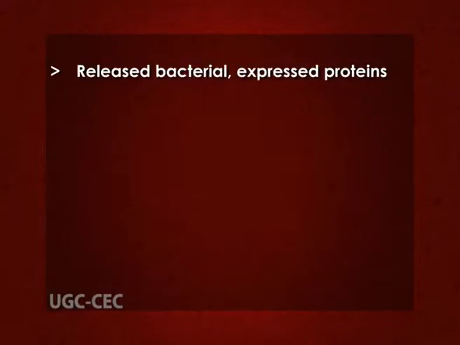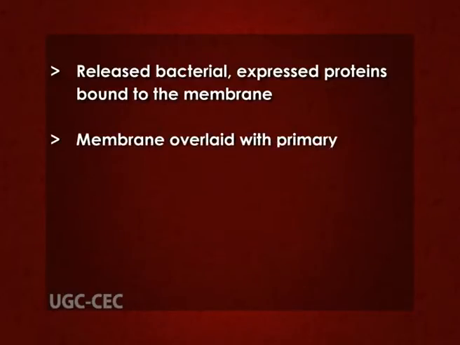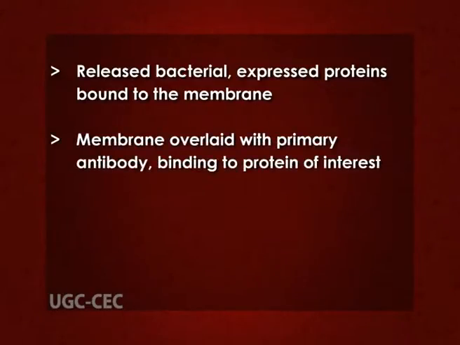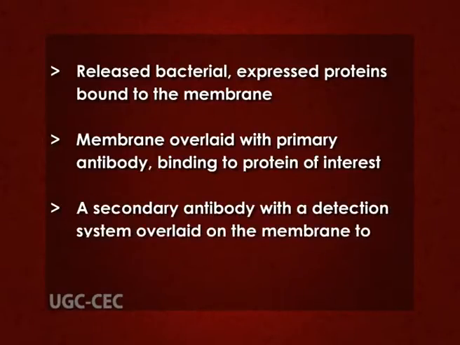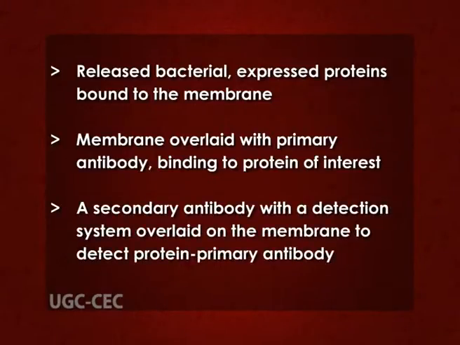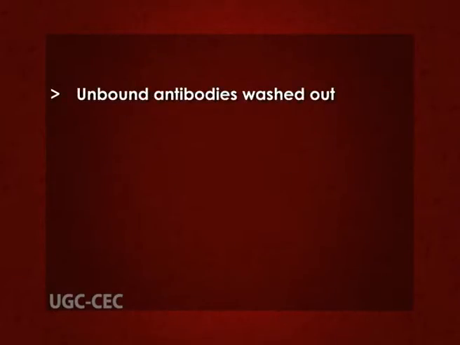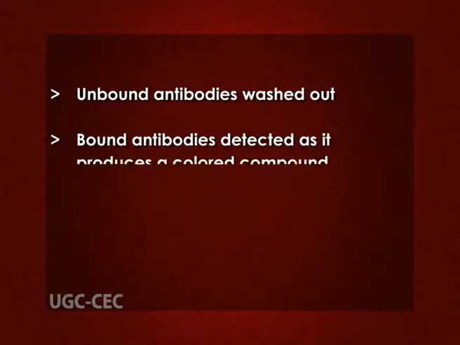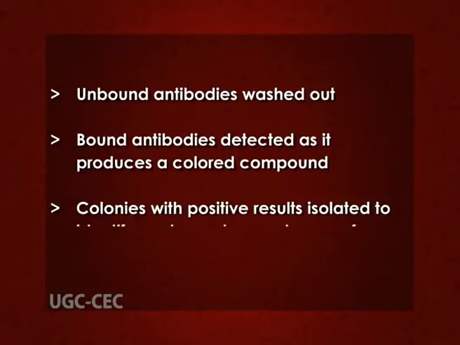Released bacterial and expressed proteins are bound to the membrane. The membrane is overlaid with primary antibody, which binds to the protein of interest. A secondary antibody with a detection system is then overlaid on the membrane to detect the protein-primary antibody complex. Unbound antibodies are then washed out. Bound antibodies are detected as they produce a colored compound.